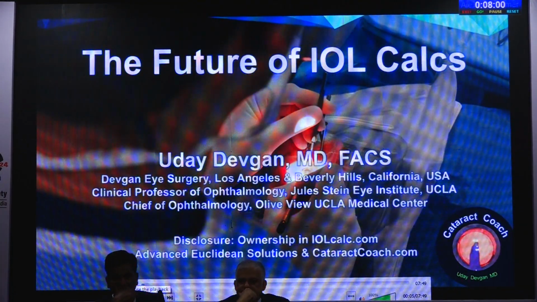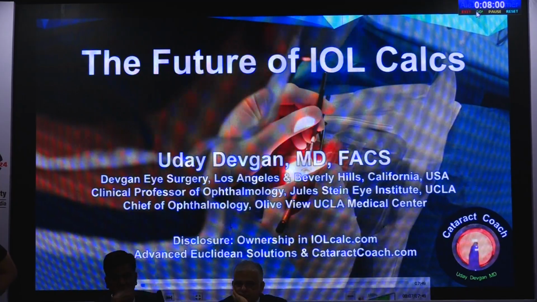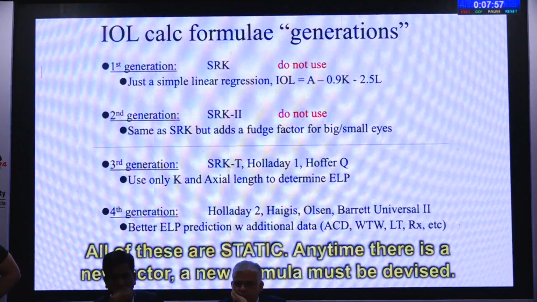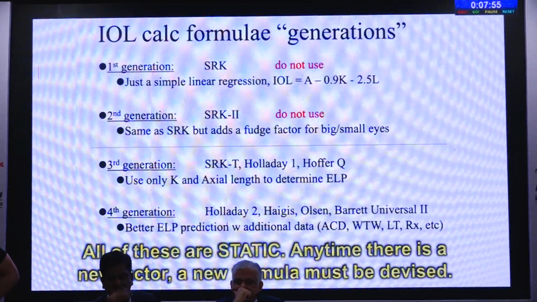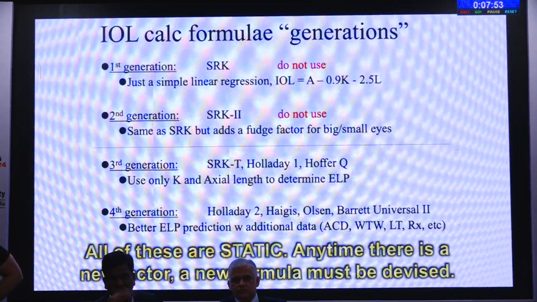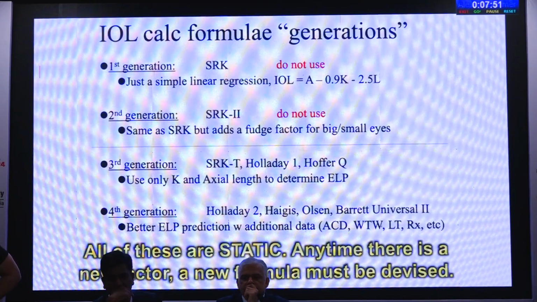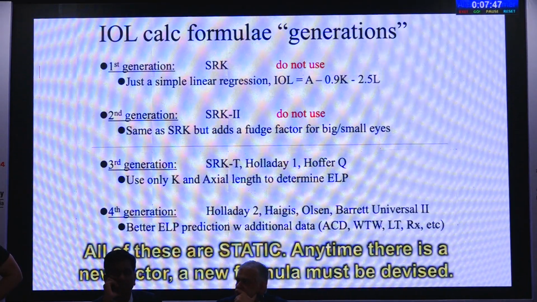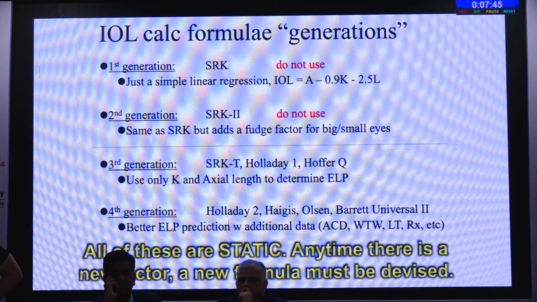All right, the future of lens calcs. This is actually a really important thing. So if you look at lens calcs where we are now, there's so many different formulas. It's first generation, second generation, third, fourth. Well, do not ever use first or second generation. Third generation, okay, but they only use K and axial length. Fourth generation is better with Haigis and Barrett and Holladay 2, but they're all static.